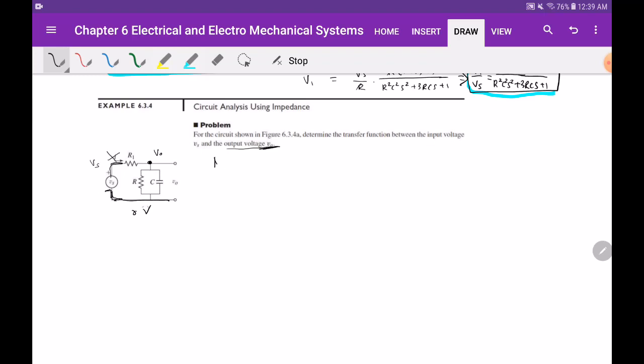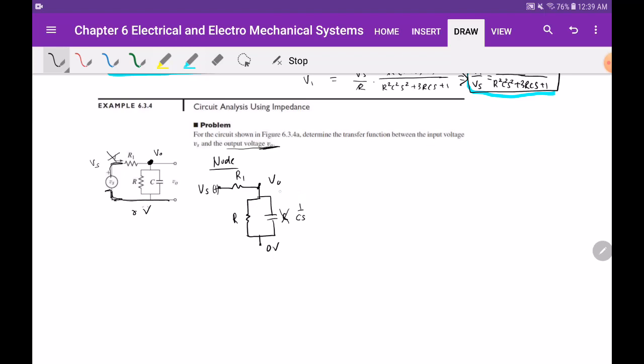So the node method says, from this node, right now this is 0 volt, this is V out, and this is Vs. Vs is a known number. Is that R1? And then R and C. I'm going to use impedance, so the impedance of C is 1 over Cs. Scratch that out. You have 1 over Cs.